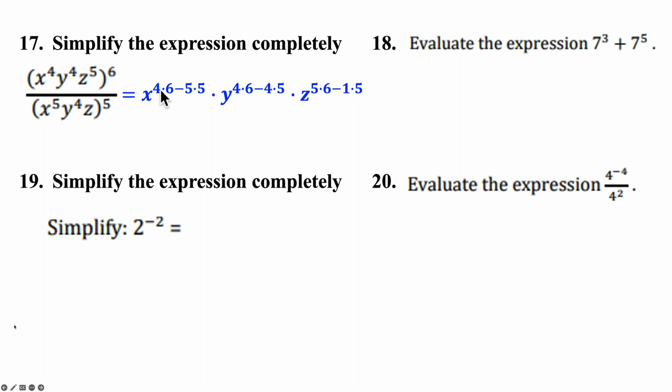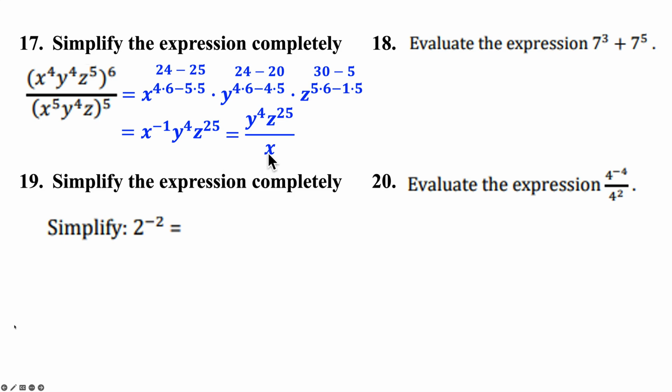Now we could multiply this out and go 24 minus 25, 24 minus 20, 6 times 5, 30, 5 times the 1 is 5, and then subtract the powers. That's fine. So 24 minus 25, 24 minus 20, 30 minus 5. We have x to the negative 1, y to the 4th, z to the 25th. Now here they'll probably ask you to write your answer with positive exponents. So take x to the negative 1, put it in the denominator with a positive 1 as an exponent. You can put the 1 or you don't have to put the 1 as the power. They both work.